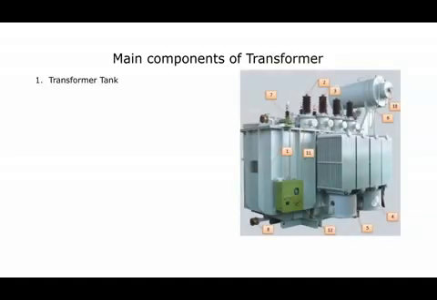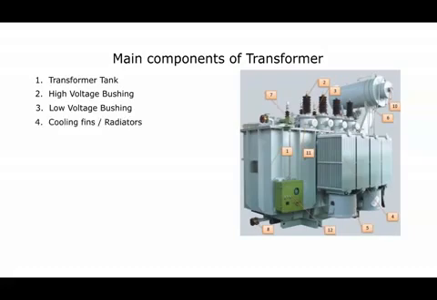Transformer tank. This holds the transformer windings and its insulating medium. High voltage bushing. This is the terminal where the primary windings of the transformer ends and serves as an insulator from the transformer tank. Low voltage bushing. Like the high voltage bushing, this is the terminal where the secondary windings of the transformer ends and serves as an insulator from the transformer tank. The difference between these two terminals is low voltage bushings are smaller in size compared to the high voltage bushing.